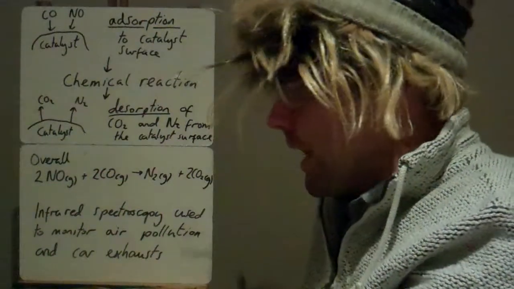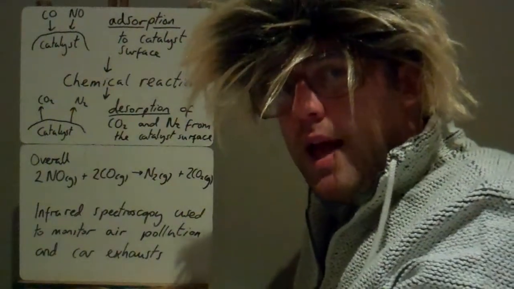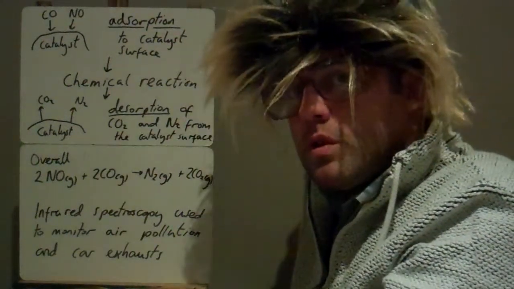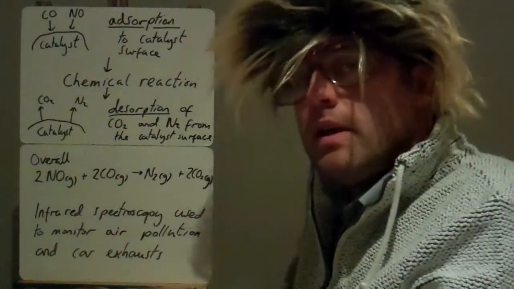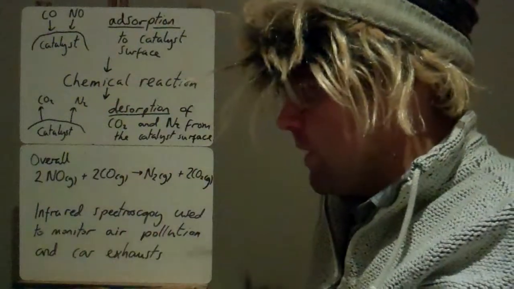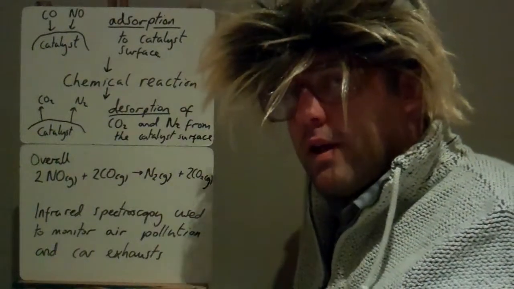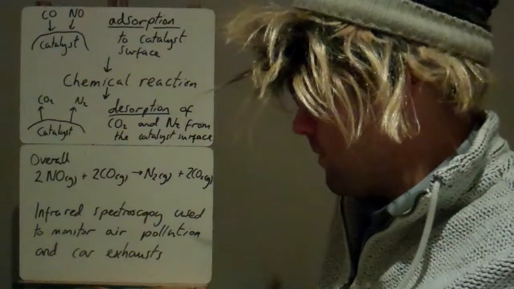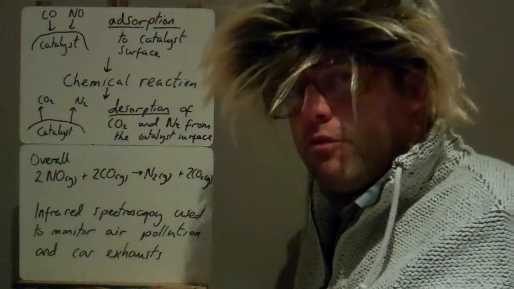Okay, so how can we check that this is working? Well, you take your car, it has to be MOT'd, and they'll do an analysis of your exhaust. We can also take samples of air from cities and towns to see what pollutants are about. And how do we analyse that? We use infrared spectroscopy. So these different gases have different types of bonds, and we can look at the vibration of the bonds to work out what gases are present in the sample of air. Okay, so we can monitor air pollution and monitor car exhaust using infrared spectroscopy.